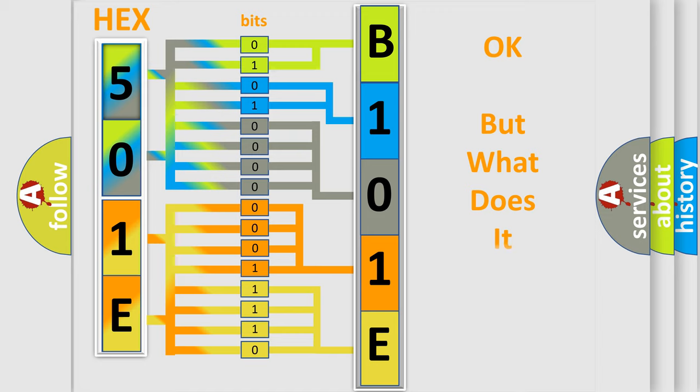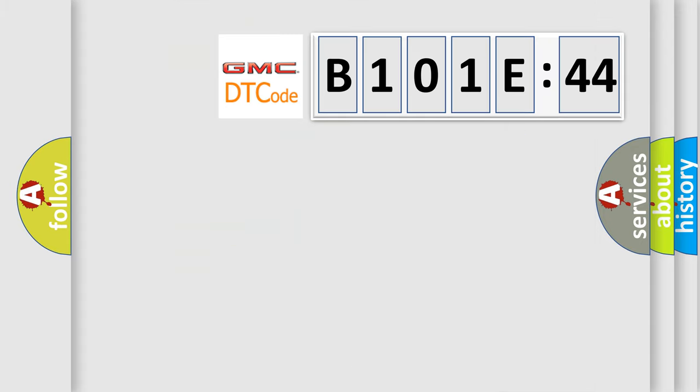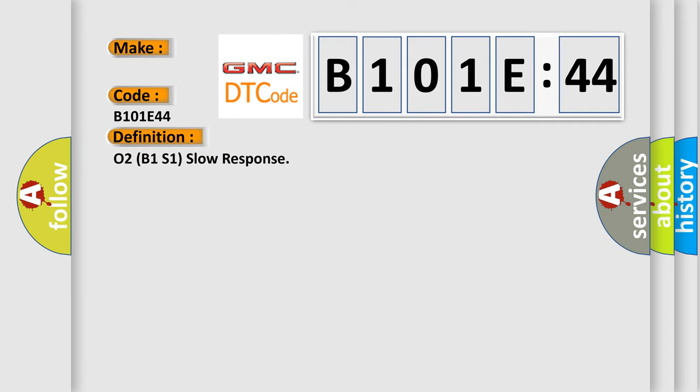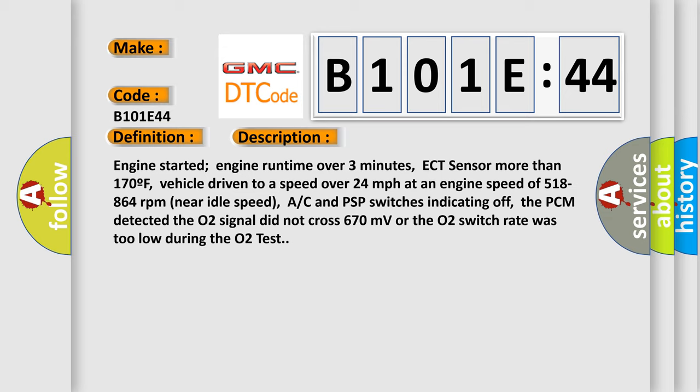The number itself does not make sense to us if we cannot assign information to what it actually expresses. So, what does the diagnostic trouble code B101E44 interpret specifically for GMC car manufacturers? The basic definition is O2B1S1 slow response. And now this is a short description of this DTC code.